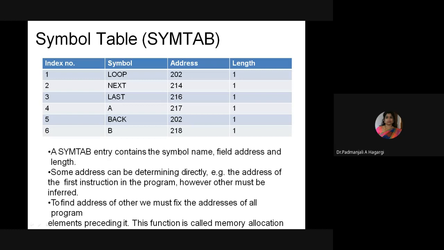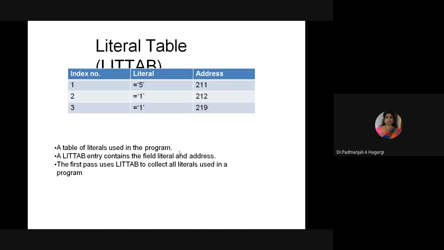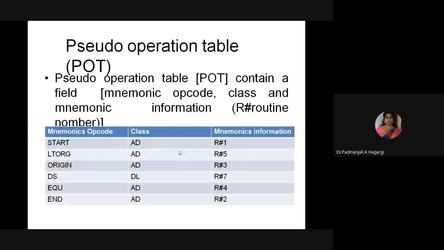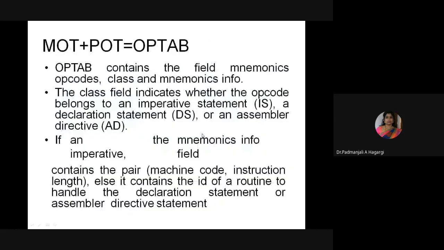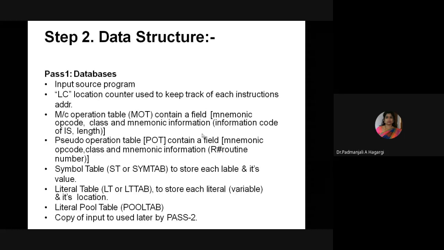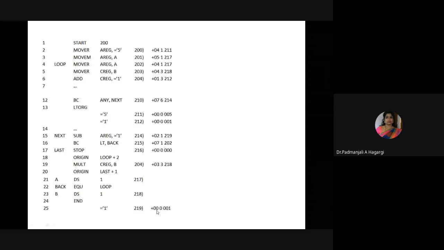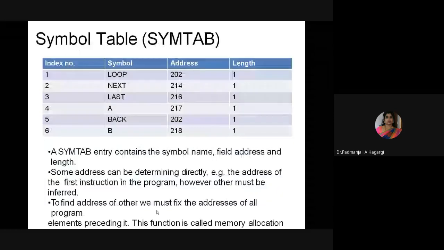So this is how I have told you about the symbol table, literal table, the operation code, and the pseudo. The pseudo table is the one for only the routines. And in the next class, we'll go with the generation of the data structures of the pass one databases. I'll be continuing with all the tables. How many tables have we come to know? Machine operation table, pseudo operation table, symbol table, literal table, and literal pool table. These are the five tables which we need to understand, then only can we understand the assemblers. In the next class also, once again, I will begin with these five tables.